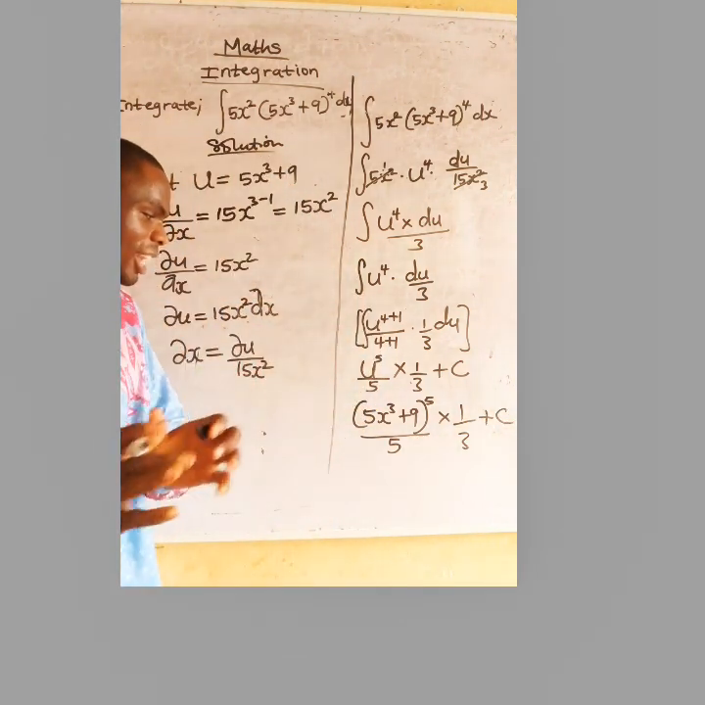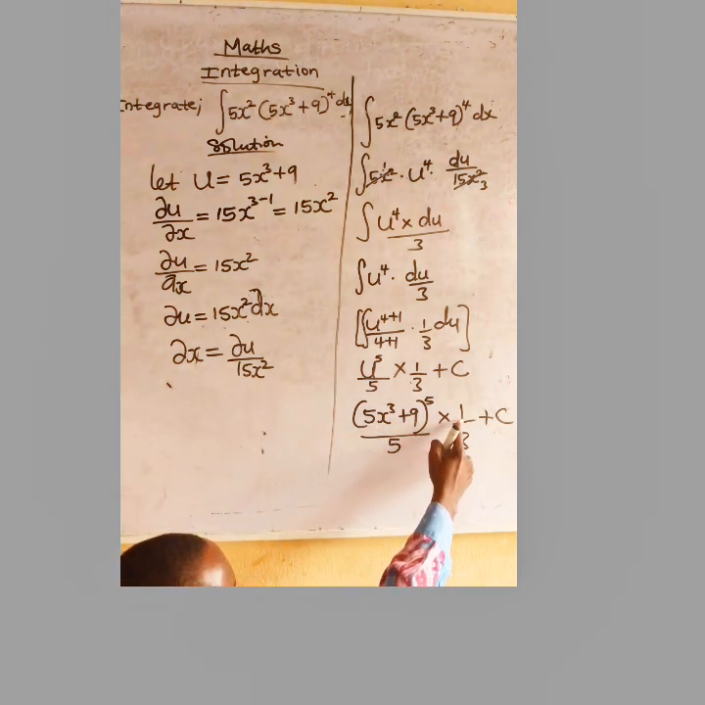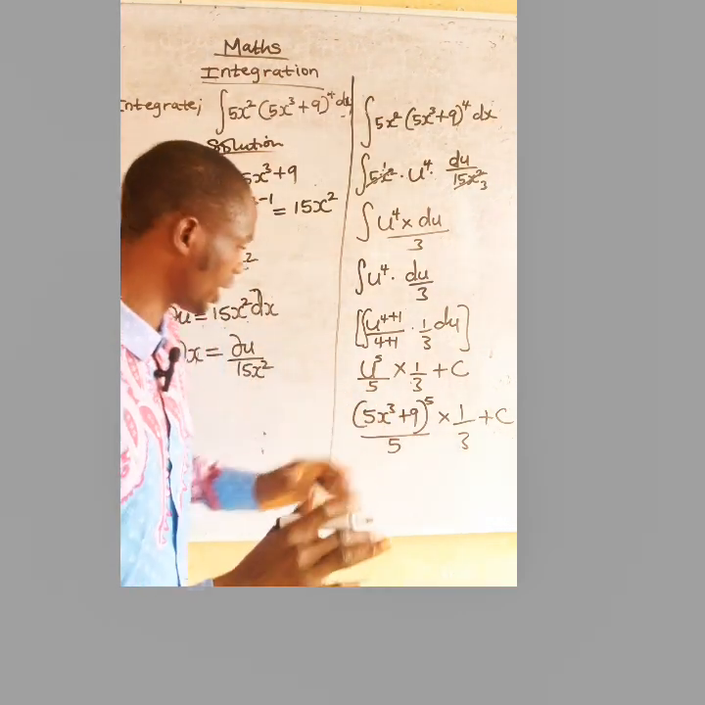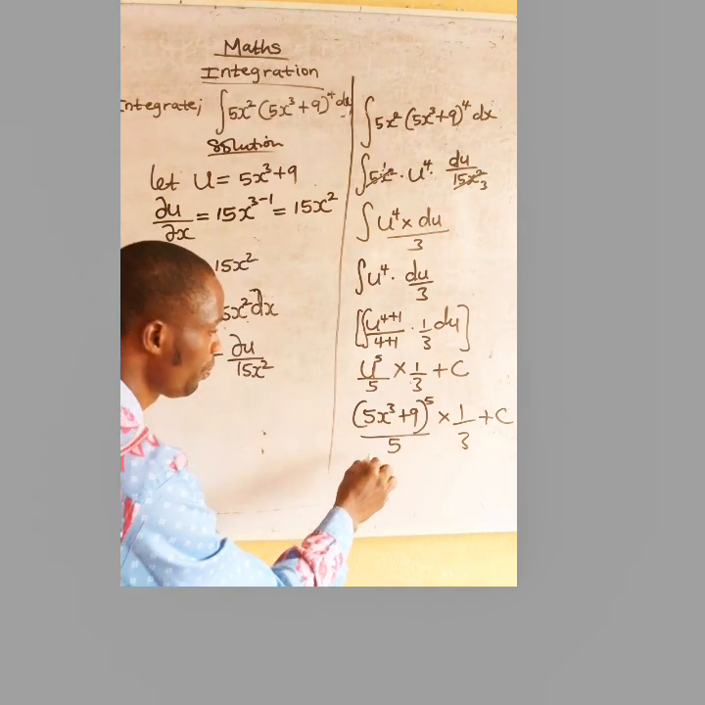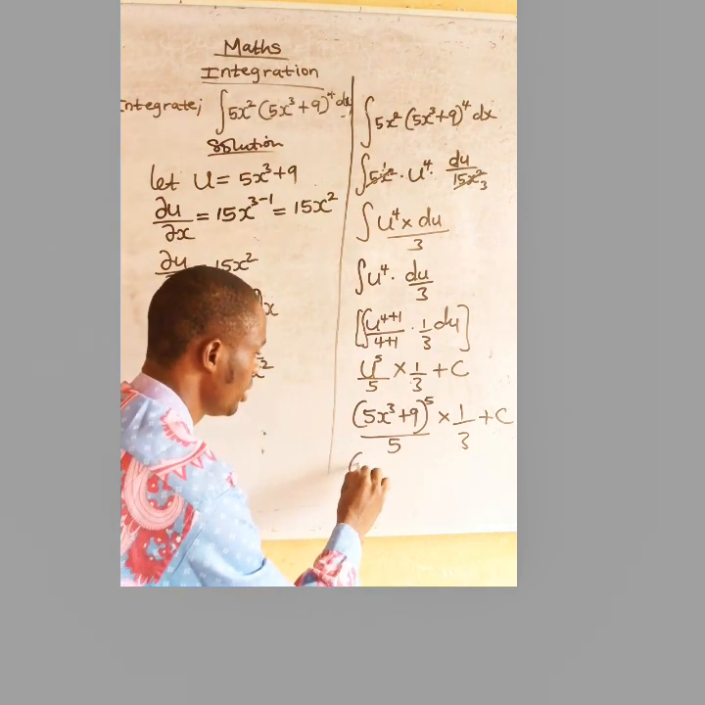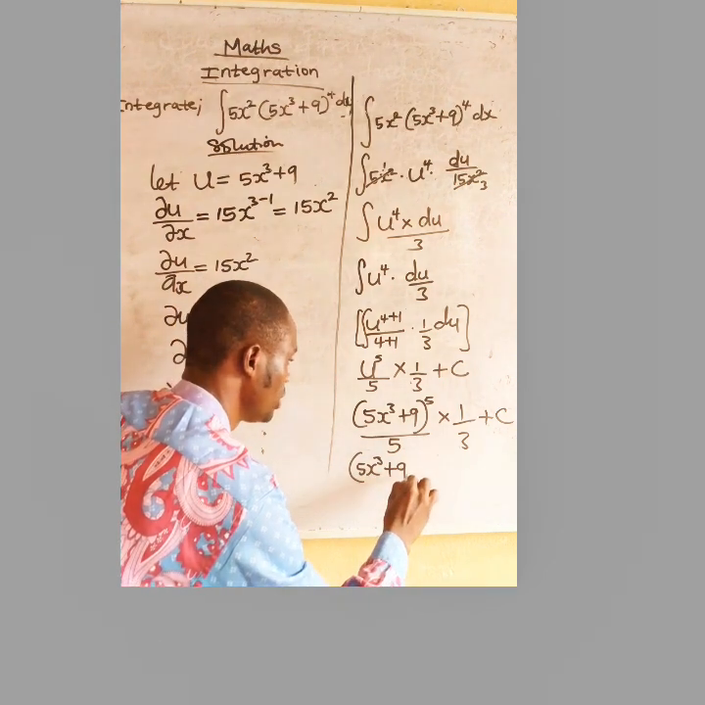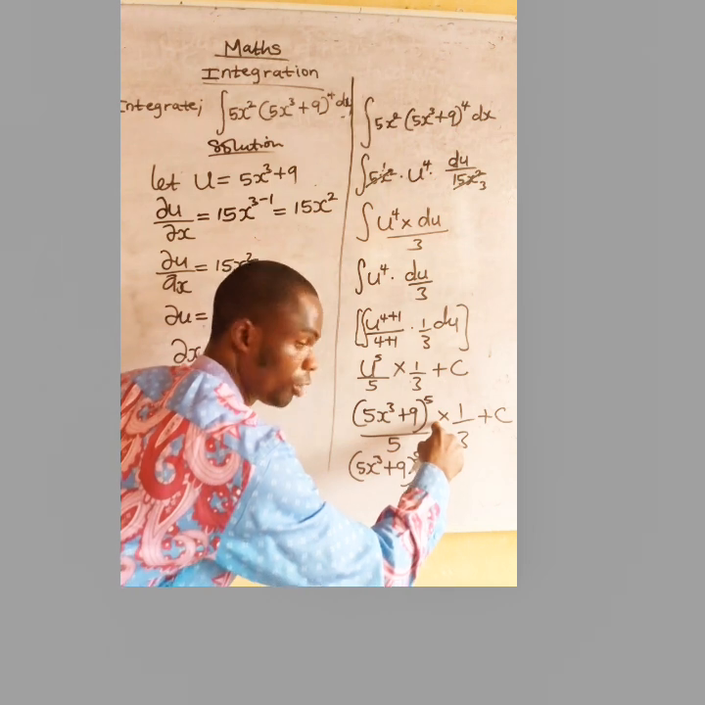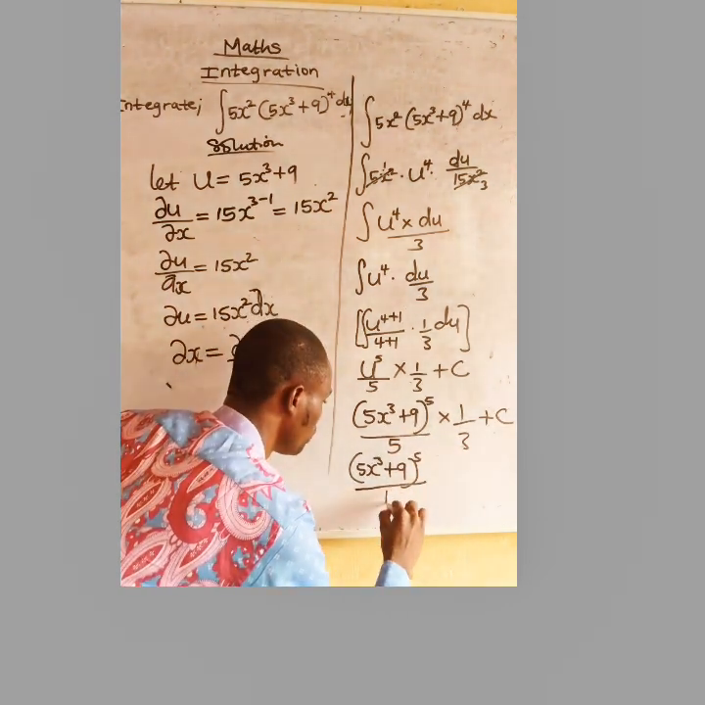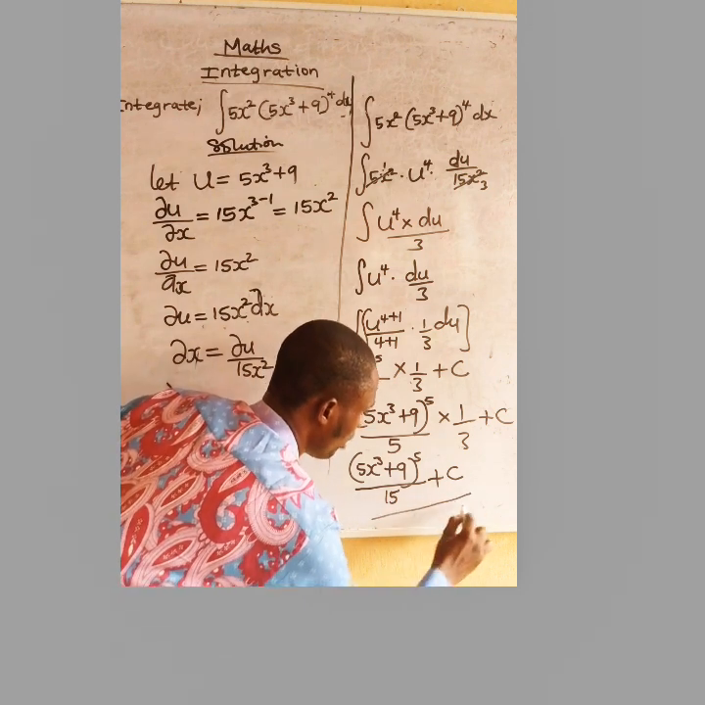So for the final answer, you bring what is here. When you multiply what is in the bracket with 1, you still have what is in the brackets. And that will give you, open a bracket, 5x raised to power 3 plus 9, raised to power 5, all over 5 times 3, of course this is times, which is 15, plus c. This is our final answer.